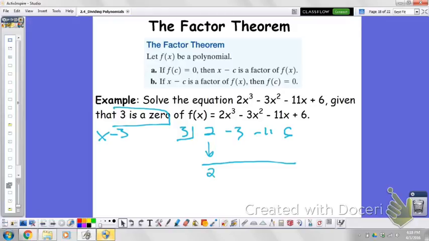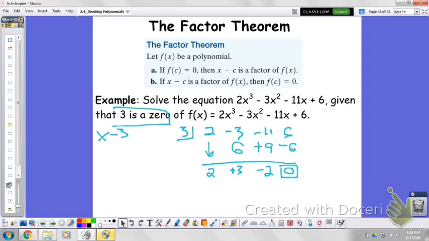Bring down my 2. 2 times 3 is 6. Add those, I get negative 3. 3 times negative 3 is negative 9. And I'm sorry, this is a positive 3 here, making that a positive 9. Then negative 11 plus 9 is negative 2. 3 times negative 2 is negative 6. And a remainder of 0 again.